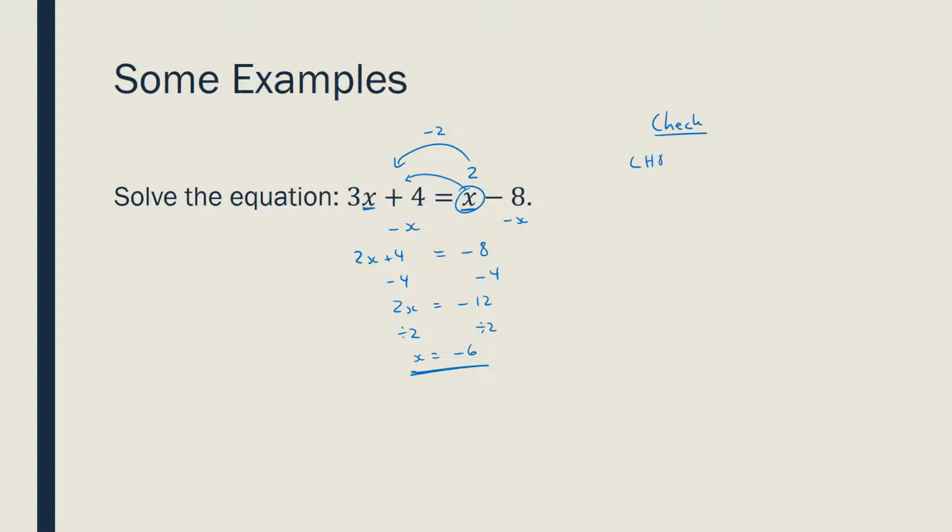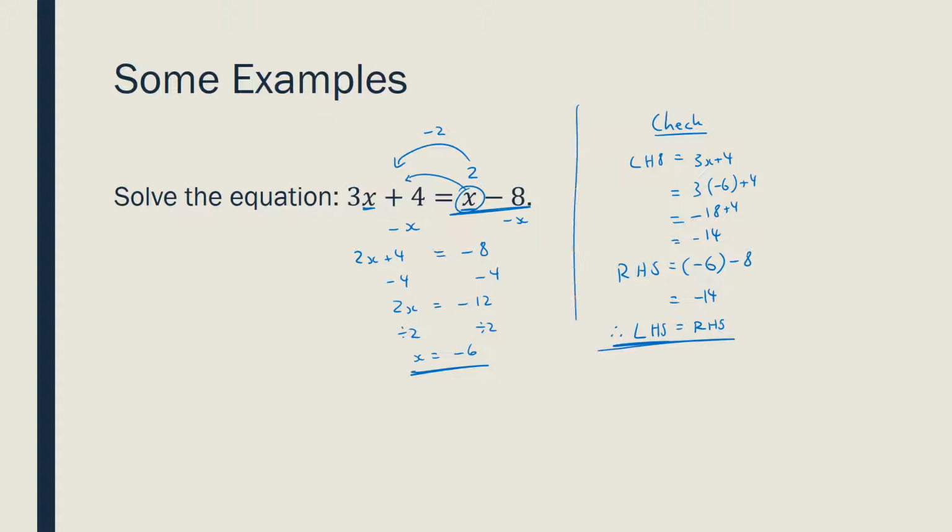And now we check, and the check is a bit different. We still start off with left-hand side equals 3x plus 4, substituting in our value of -6. So we're going to get -18 plus 4, which is -14. This is where it becomes different because -14 doesn't equal the right-hand side. We need to write right-hand side equals, and now substitute in our values. -6 minus 8, which is going to be -14. And then we can write, therefore, the left-hand side equals the right-hand side. So that's the proper way to do our check now that we have x on both sides of the equation.